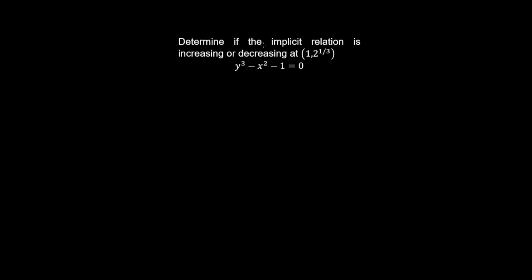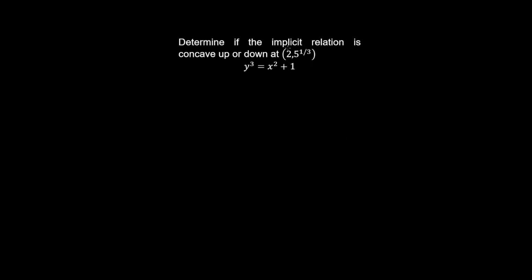Determine if the implicit relation is increasing or decreasing at this point. Well, if we differentiate this implicitly, we have 3y² dy/dx minus 2x equals 0, and therefore dy/dx is equal to 2x over 3y². If you substitute x equals 1 and y equals cube root of 2, you get a positive derivative. Because the derivative is greater than 0, the function is increasing.